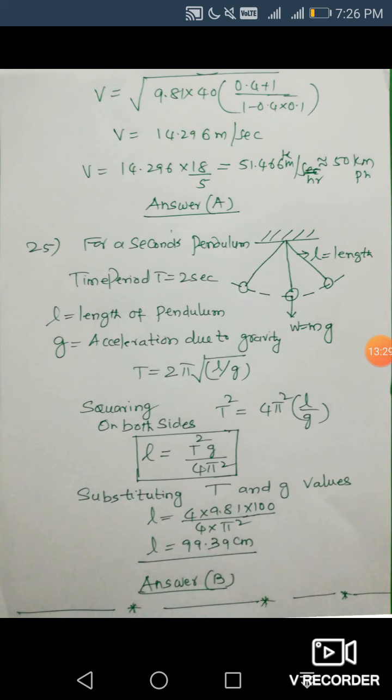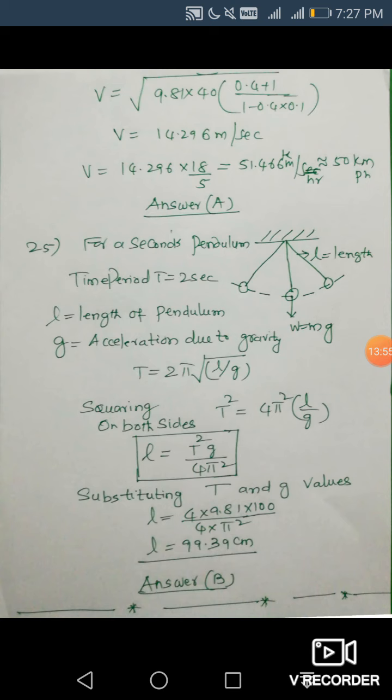I have shown a simple pendulum only, but the seconds pendulum is defined as the simple pendulum for which the time period is 2 seconds. So that means half a revolution will take 1 second, and the other half will take 1 second. So totally 2 seconds. L is the length of the pendulum, I have shown there. m is the mass, and g is the acceleration due to gravity.